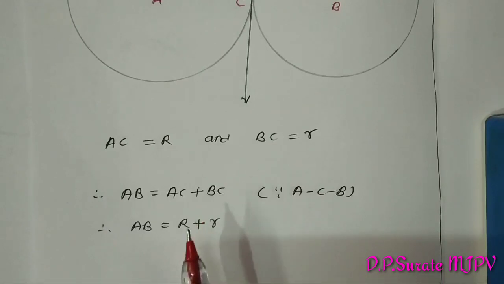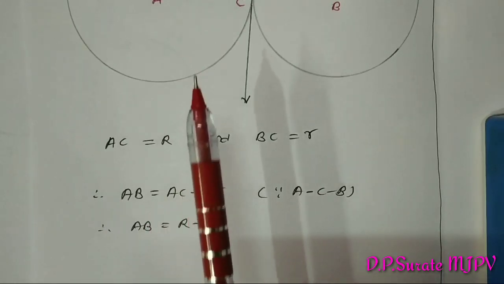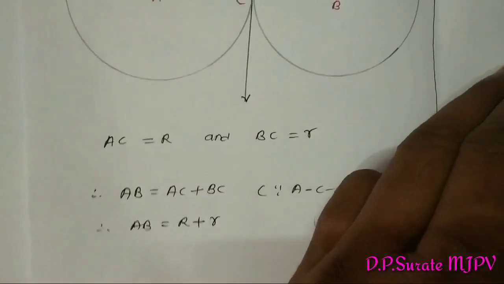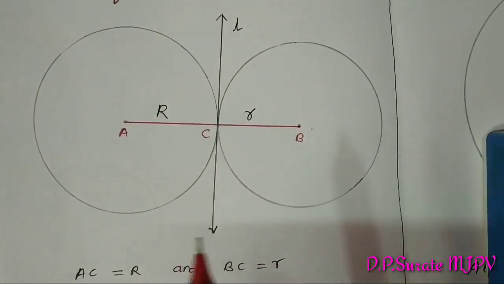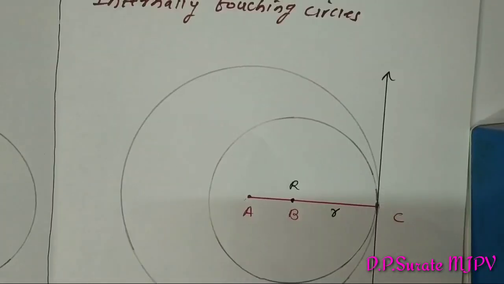small r. Here, if two circles touch each other externally, then the distance between their centers is nothing but the sum of their radii.